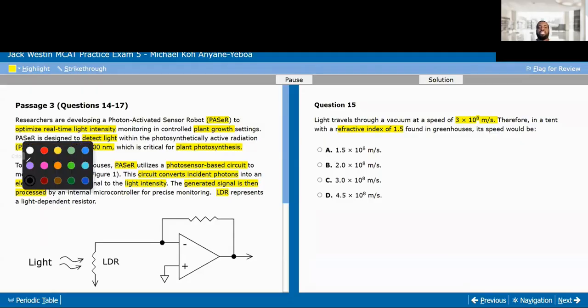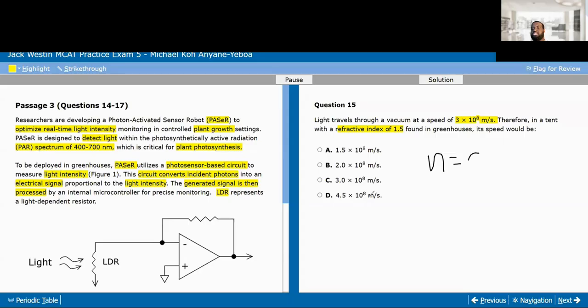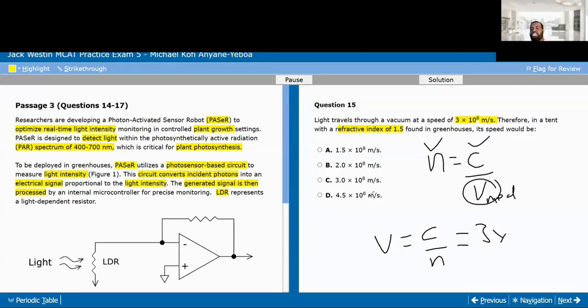But what we need to remember here is going to be our formula for refractive index. Refractive index is going to be the speed of light in air divided by the speed of light in the medium, right? So we have the refractive index, we have the speed of light, we have these two. We are looking for V. If we make V the subject of this equation, this is what we get. We get 3 by 10 exponent 8 divided by 1.5.